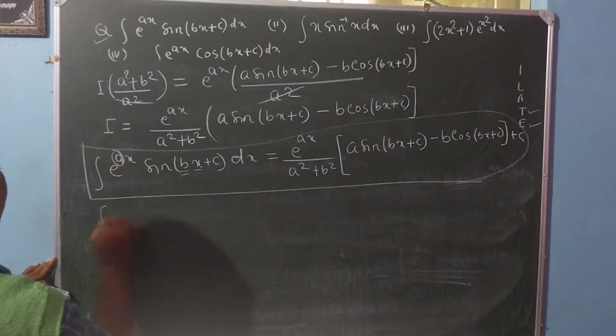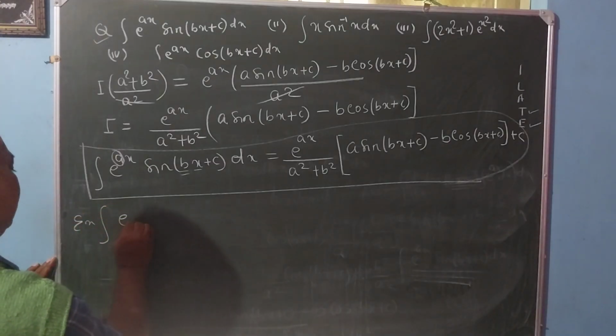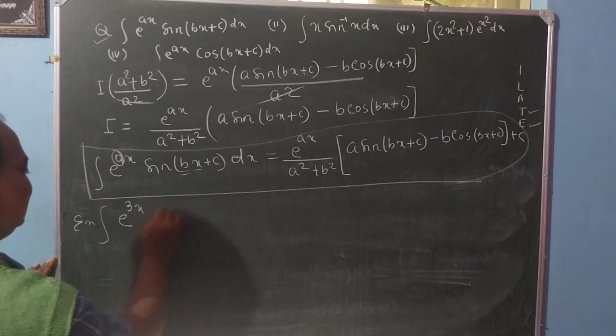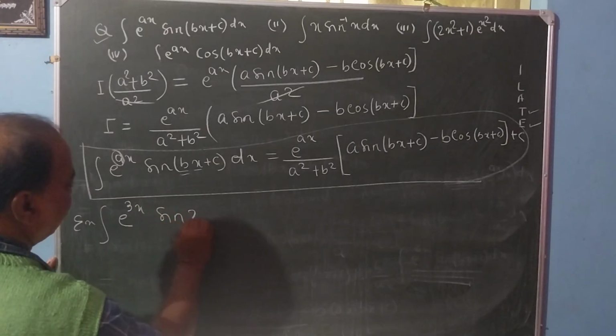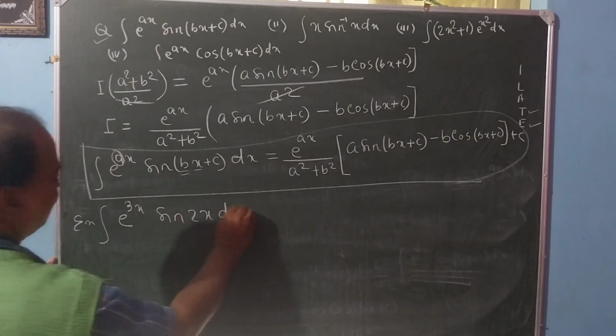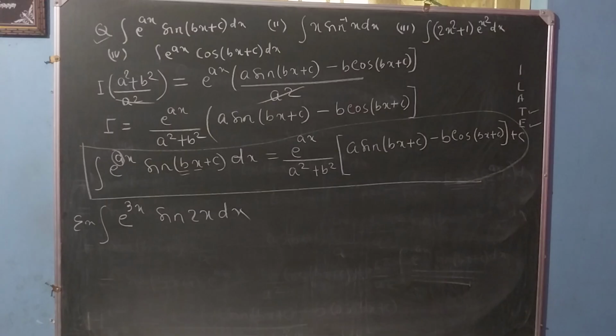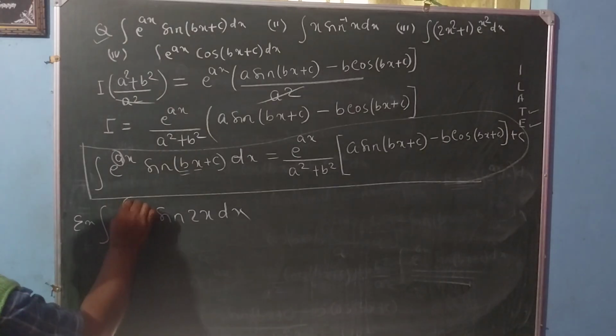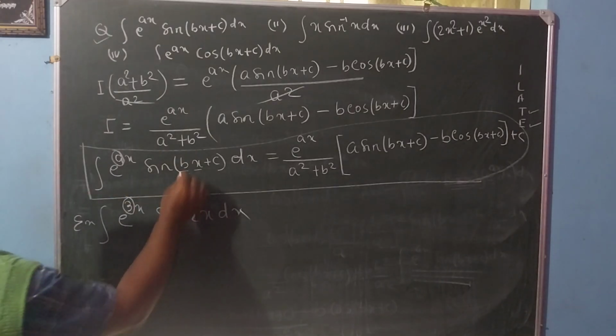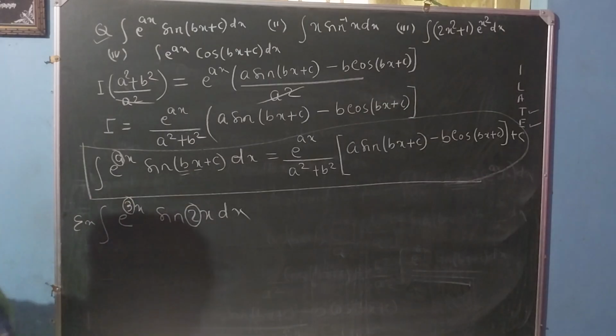Integration of e to the power 3x sin 2x dx. How can you integrate it? A is 3 here. You see, A is 3. B is 2 here.